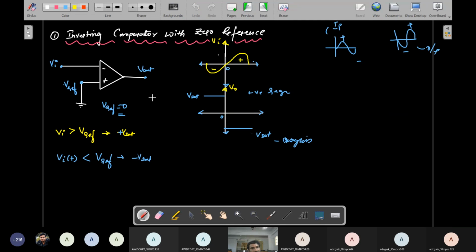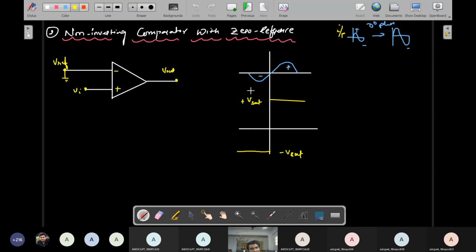Compared to this equation, see here the negative sign shows the positive region and the positive side shows the negative region, but here the positive side shows the positive region only, and the negative side shows the negative region. Okay, understand? And the third case, a very important case, is the inverting comparator with non-zero reference. Right now I am using some value against the input voltage.